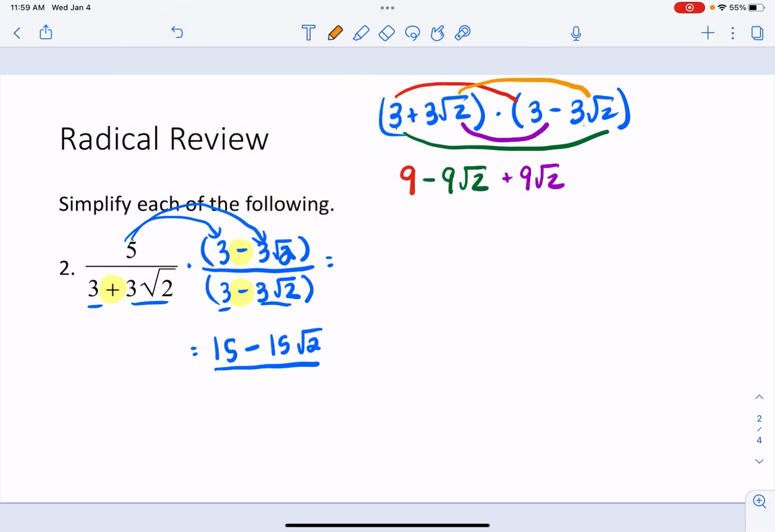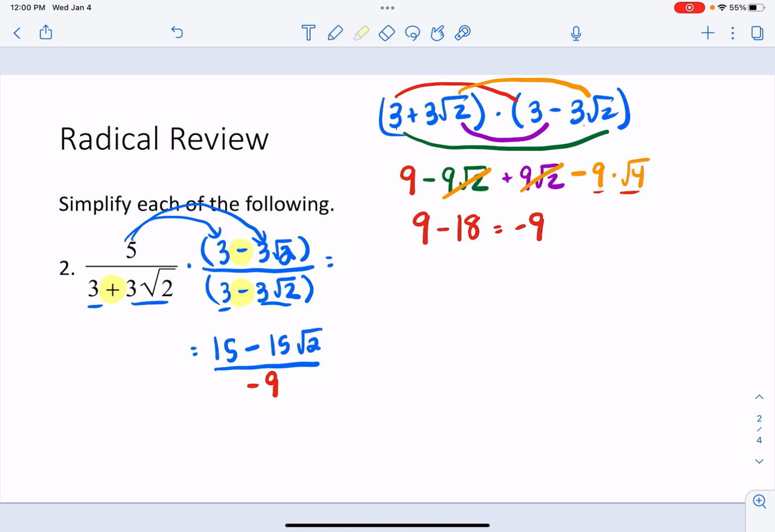And then the last terms together, minus 3 times 3 is a 9 times root 4, because root 2 times root 2 is root 4. Now again, notice the middle terms go away. So that makes our life a whole lot easier. So now what we have is 9 minus 9 times 2. That's really 9 times 2, which is an 18. That ends up being a negative 9.